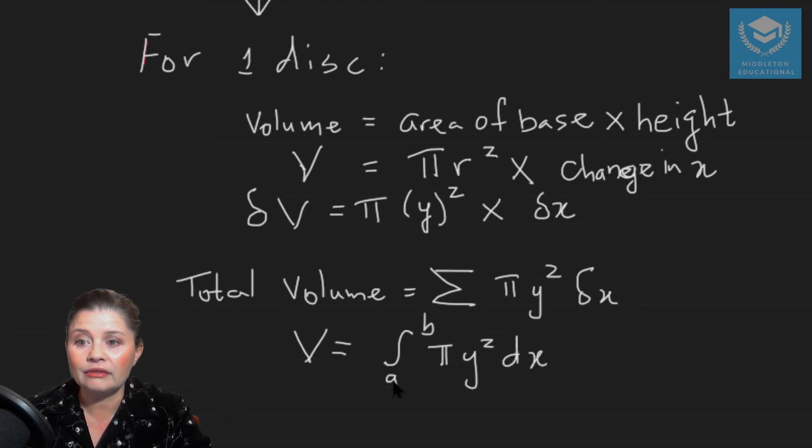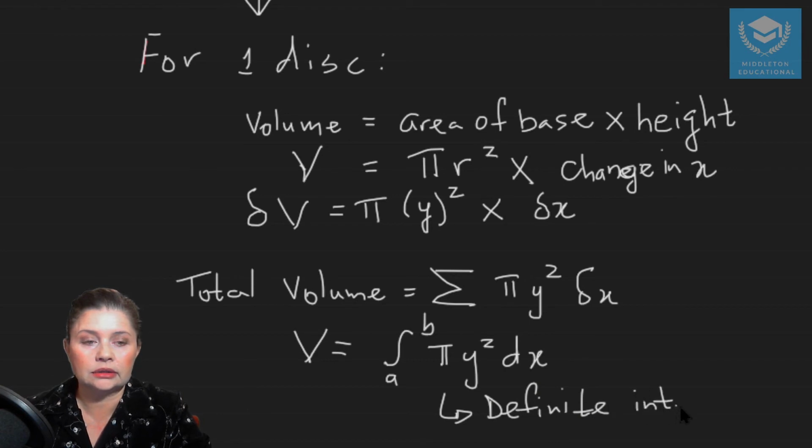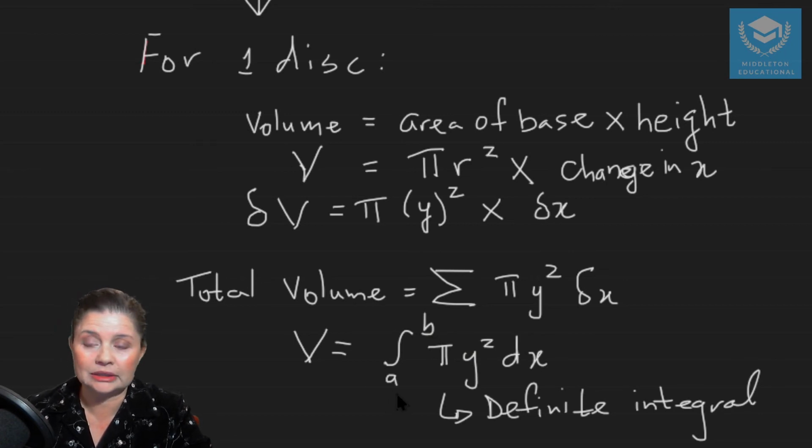You have to have an interval. It has to be over a and b, because a volume has a definite size. It's not infinite. And this, we remind ourselves, is a definite integral. When you evaluate this, and evaluate means you find the integral, then you substitute in the upper limit minus the lower limit. You end up with a number. The number is going to be in units cubed because you're working with a volume.